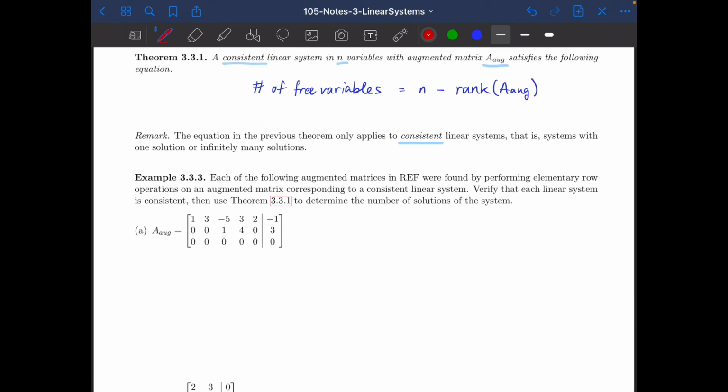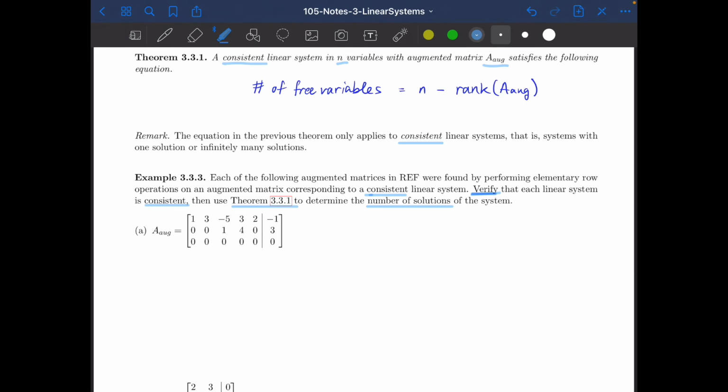Now let's look at example 3.3.3. We're given that each of the following augmented matrices in REF were found by performing elementary row operations on an augmented matrix corresponding to a consistent linear system. First, we want to verify that each linear system is consistent, and then we want to use Theorem 3.3.1 to determine the number of solutions of the system. In order to actually use Theorem 3.3.1, we need to make sure that the corresponding linear system is consistent. That's why we're asked to verify that the linear system is consistent.